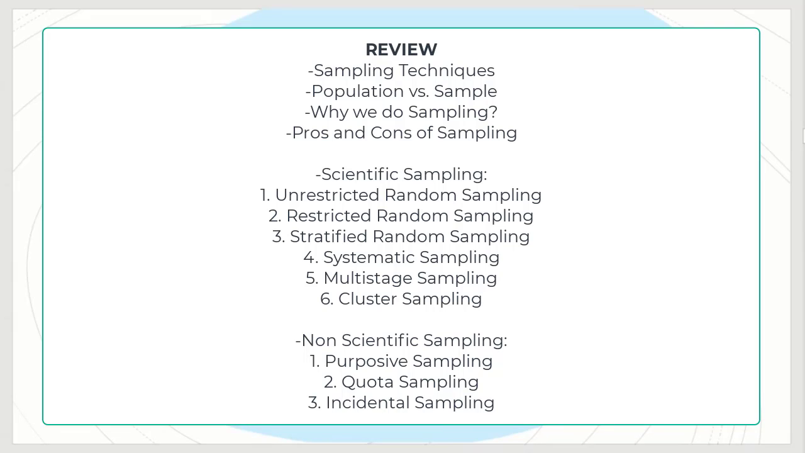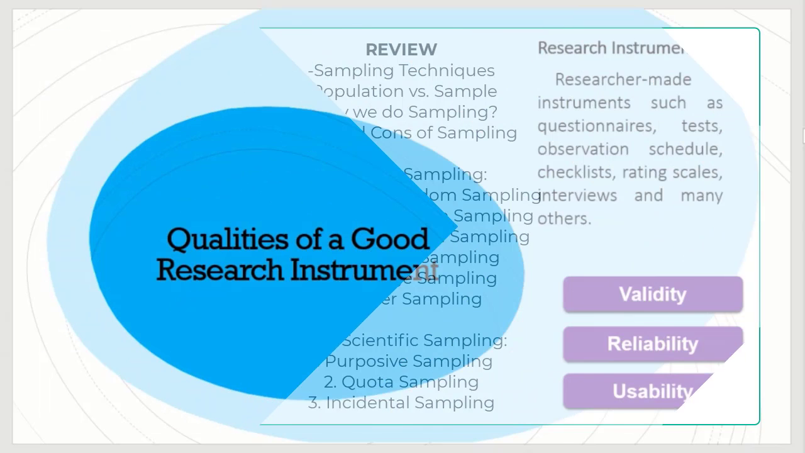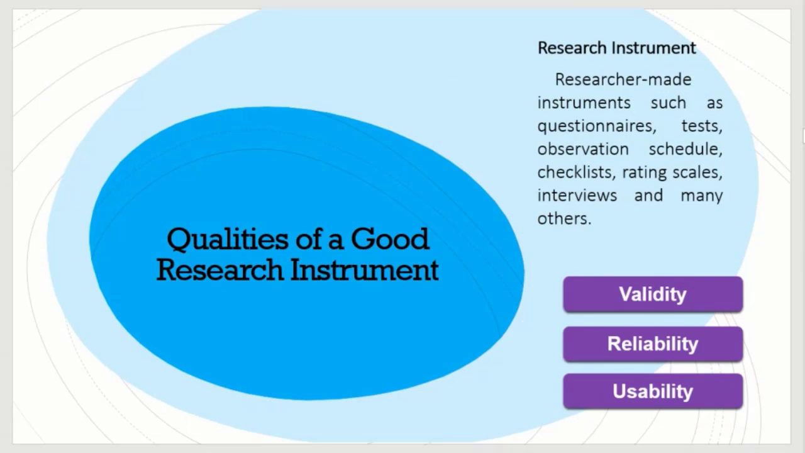Under scientific sampling, you have unrestricted random sampling, restricted random sampling, stratified random sampling, clustering, multi-stage, and systematic random sampling. For non-scientific sampling methods, we have purposive sampling, quota sampling, and incidental sampling. So today, we are going to talk about the qualities of a good research instrument.